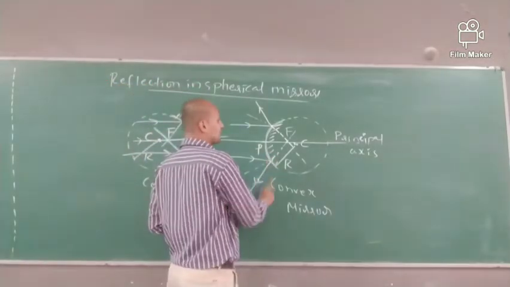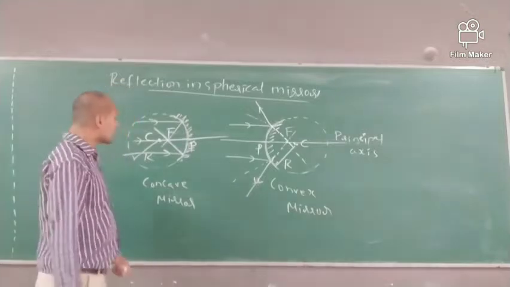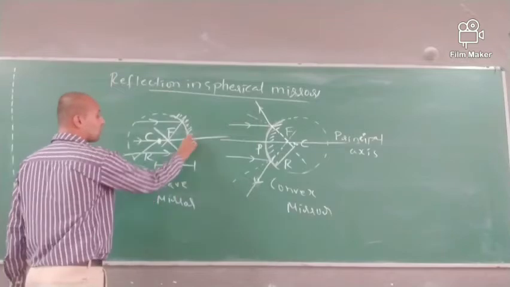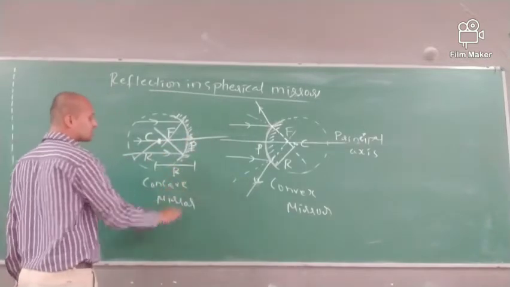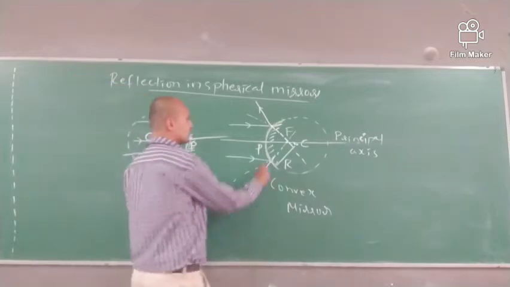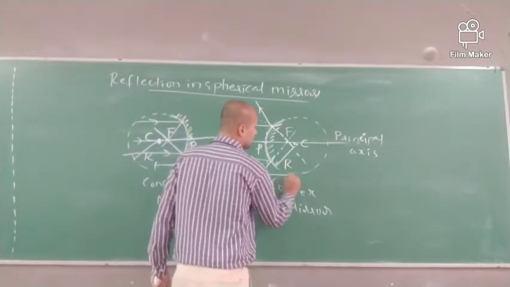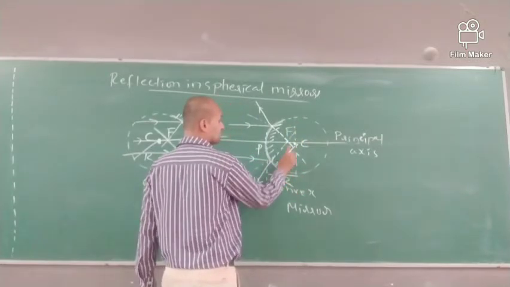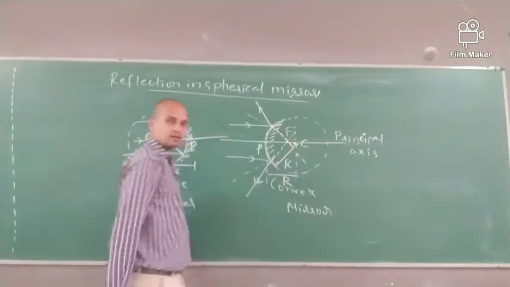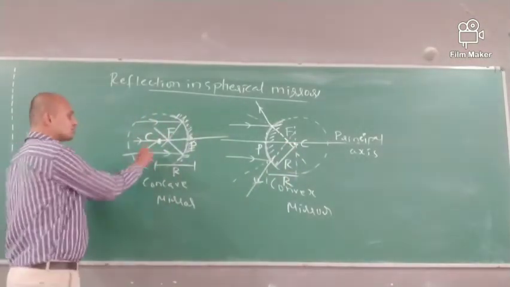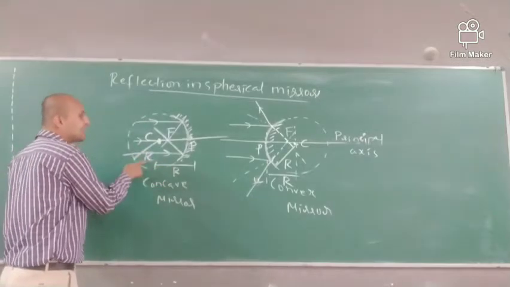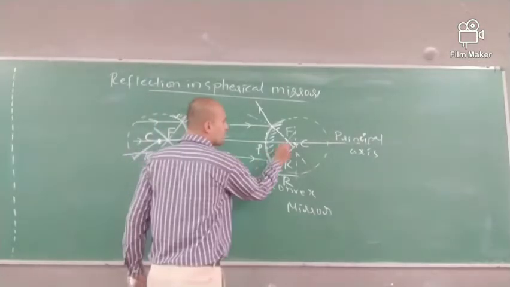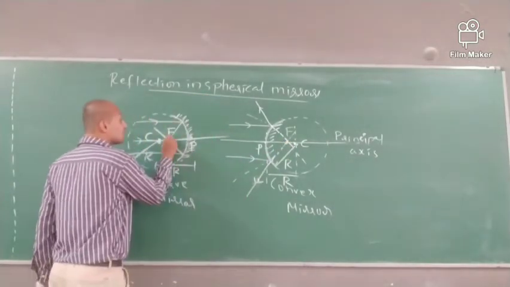Radius of curvature. The distance from the pole to the center of curvature is called the radius of curvature. Just draw one line from the pole to the center of curvature; this distance is the radius of curvature, r, written along the principal axis. This r and this r are the same. You might have known that. Another term we have: small f.